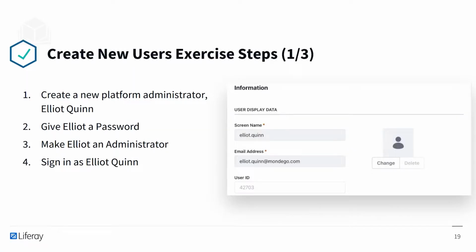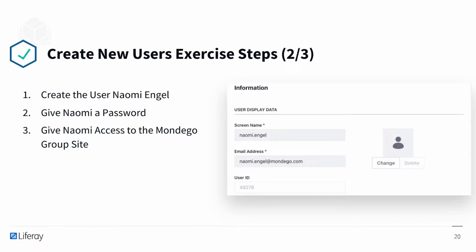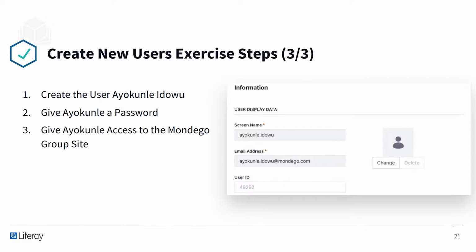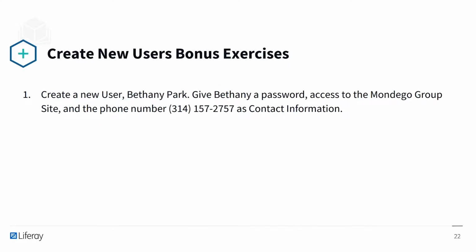The steps we have for this exercise can be broken down into 3 main parts. First, we will create a new platform administrator, Elliot Quinn, give Elliot a password, make Elliot an administrator, sign in as Elliot Quinn. Next, we will create the user Naomi Engel, give Naomi a password, give Naomi access to the Mandego group site. And finally, we will create the user Ayokunle Idowu, give Ayokunle a password, give Ayokunle access to the Mandego group site. We will also have a bonus exercise.